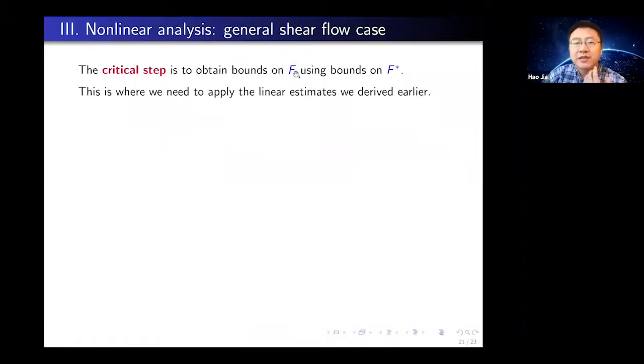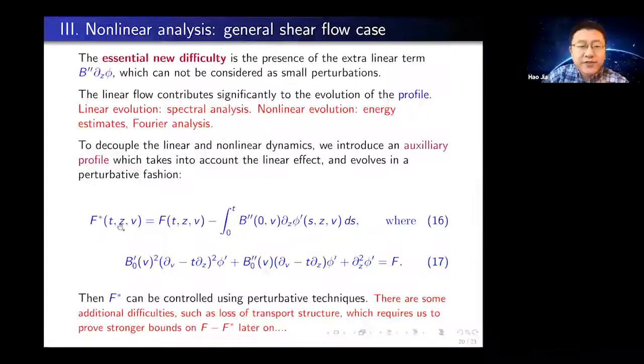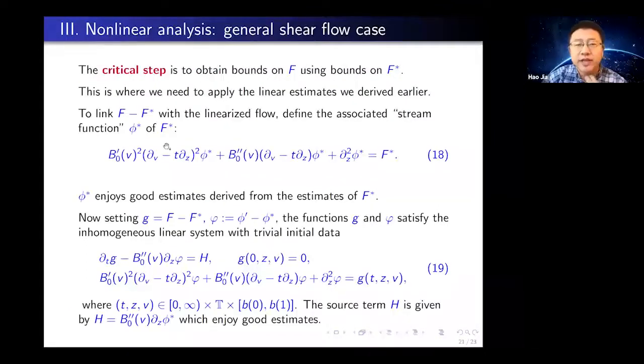Now, you can control f star. How about f? Because f is the main profile that we have to control. So notice that f star is obtained from f through this bounded linear transformation. So our task is to invert this transformation, so to speak. And that turns out to be doable using the linear analysis we had before. So if we define the stream function associated with the auxiliary profile, because we have already obtained very good estimates on f star, this phi star also enjoys good estimates.